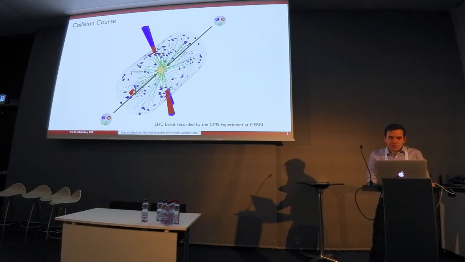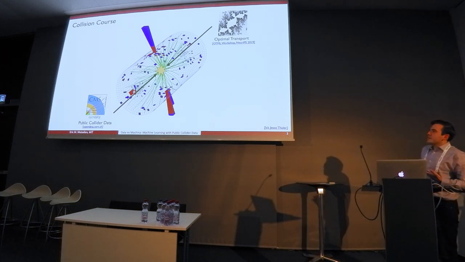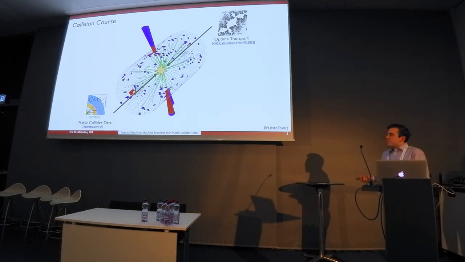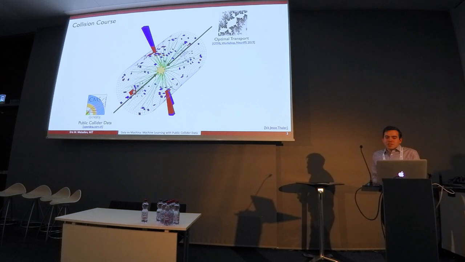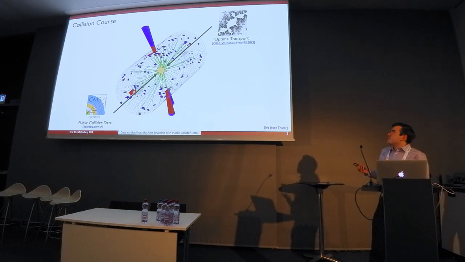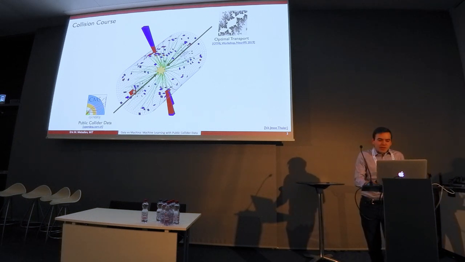This talk is also about a collision course, much like this entire session between AI and physics. This talk is about public collider data released by the CMS experiment starting in 2014, meeting, of all things, optimal transport, which is a field of mathematics that's very relevant to machine learning, with a nice workshop on it at NeurIPS last month. And what's going to come out of this collision?